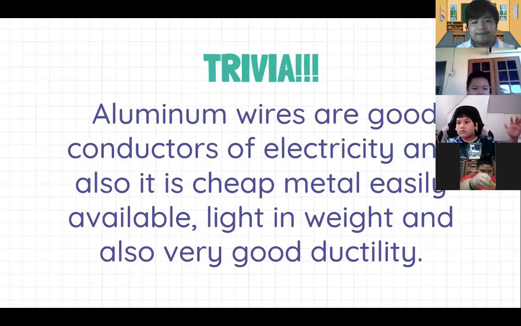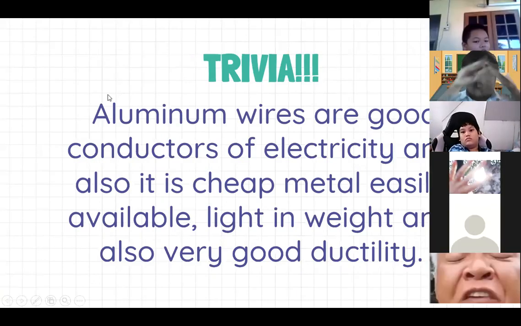So here, aluminum wires are good conductors of electricity. That's a proven fact. Actually, they are the fourth best conductors, and it is a cheap metal, easily available, light in weight, so they are not heavy, and also have very good ductility. When we say ductility, you can form them into different forms, and you can stretch them and they will not break. Okay?